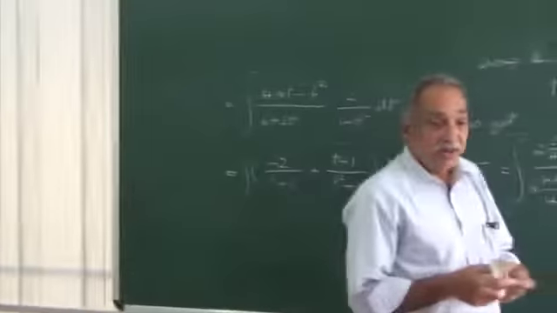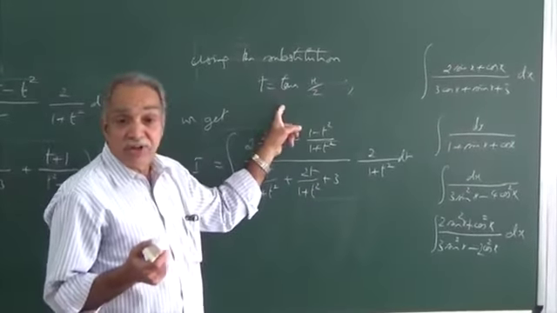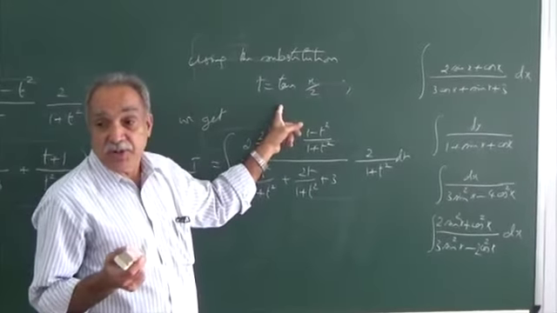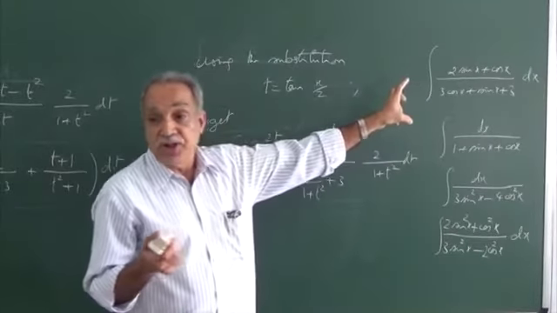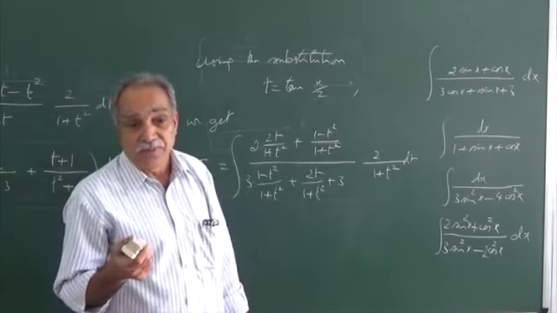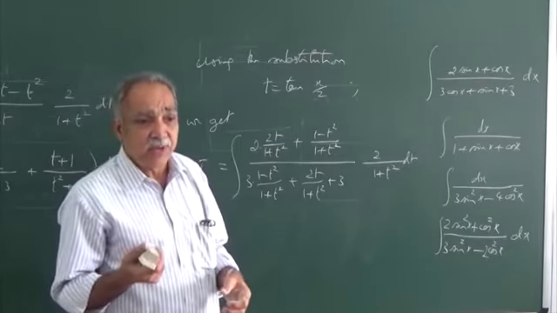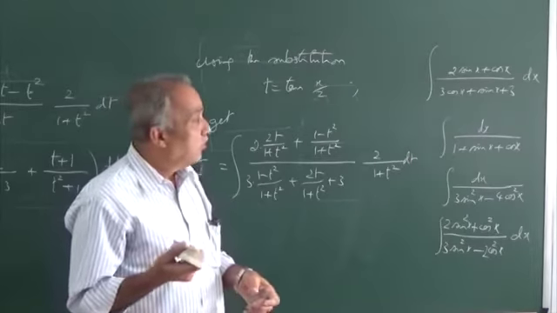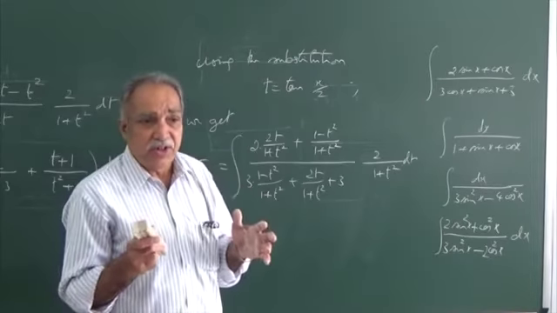In this procedure, I went directly to the application of the substitution t equal to tan x by 2. Directly in the whole expression, I applied the substitution t equal to tan x by 2. I could have slightly simplified the process. How? First, decomposing the integrand to a certain extent.